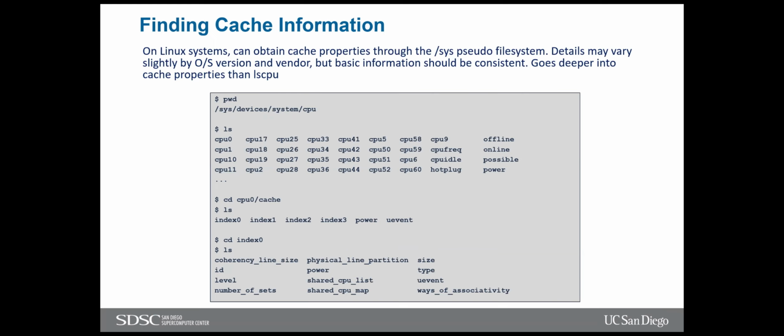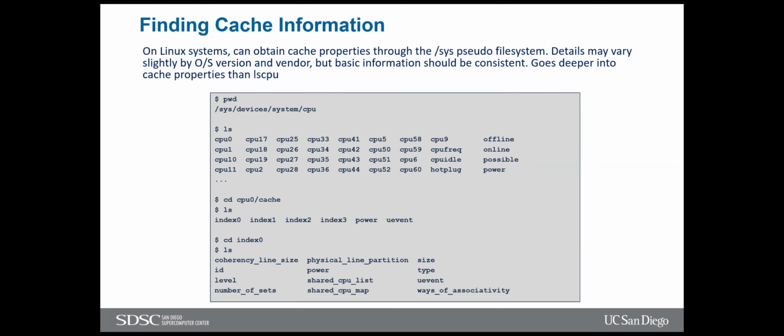Another aspect that is important for the performance of our system is the cache. The closer the cache is to the CPU, the quicker, or the better the performance. We saw this information with lscpu, and now we're going to look at the pseudo-files that can provide us with this information.